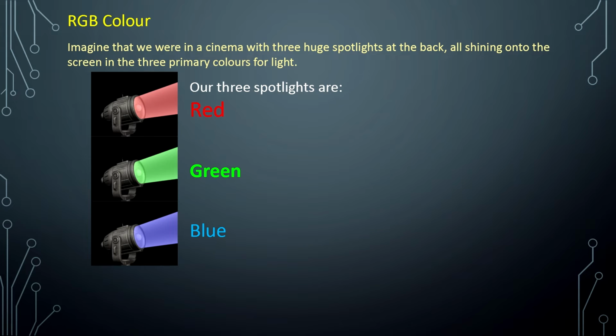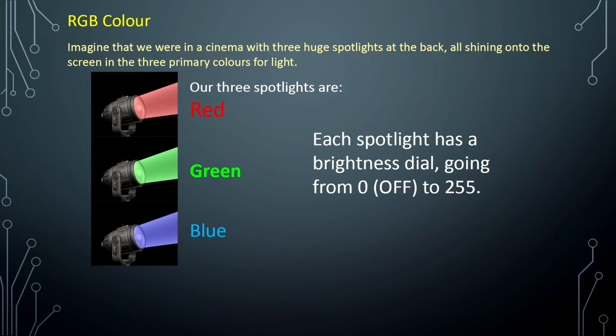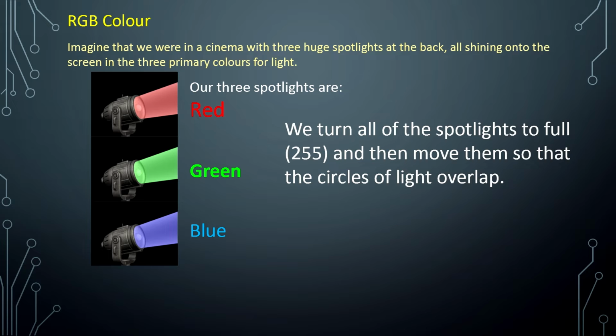In order to look at this, let's imagine that we've got three huge spotlights. We're all sat in a cinema with the lights off, so we're all in the dark. Each spotlight has got a dial on it going from 0 to 255. If it's 0, you've turned the light off. 255, it's as bright as it can be. We turn all of the spotlights to full, and then we're going to move them so that the circles of light overlap with each other.